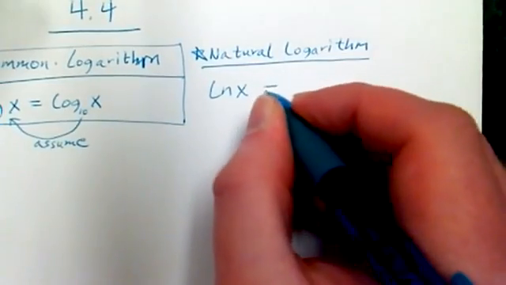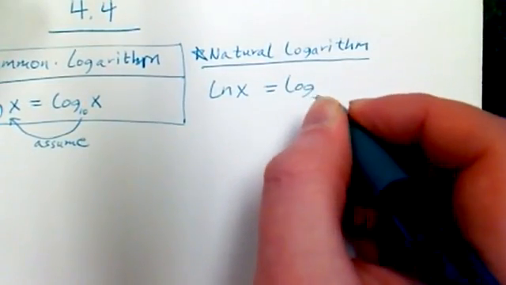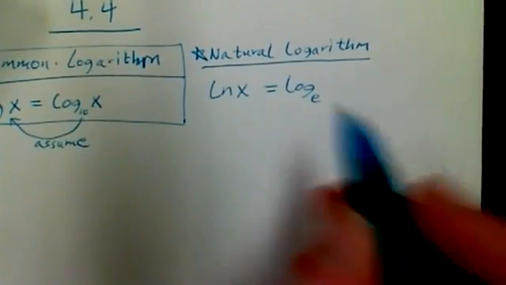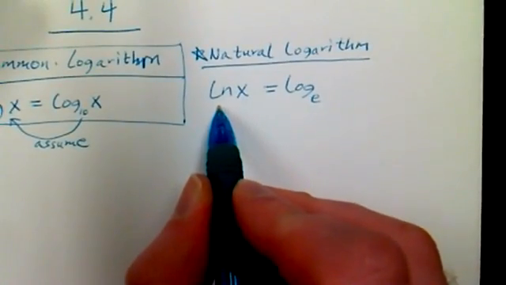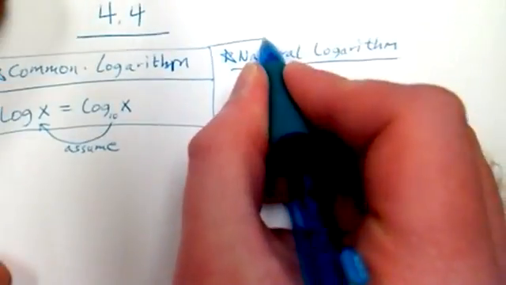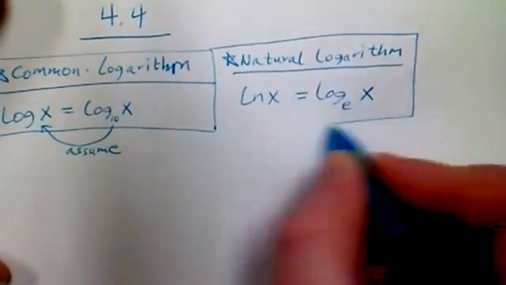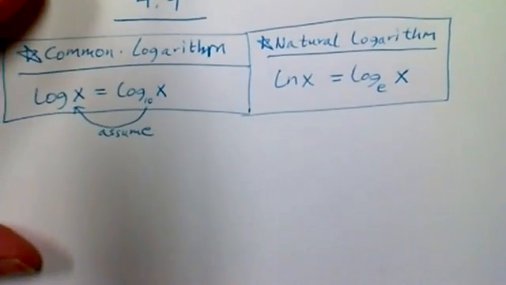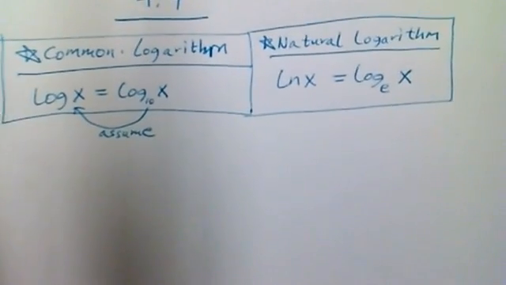Now, what this really is the same as is log with a base of e. That's what we assume when we see the ln for natural log. Log base e of x. You'll also see that on your calculator. The ln, that means natural log. Okay, so these are our two basic logarithms.